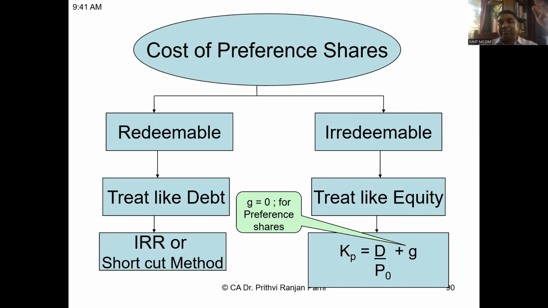If it is irredeemable, then it has to be treated just like equity. So the cost of preference here will be D by P0 plus G. In case of equity shares, we take D1 by P0 plus G, that is the future dividend. But in case of preference shares, the dividend is constant; it does not change from year to year. So D0 equals D1 equals D2. Instead of D1, we write only D by P0 plus G.